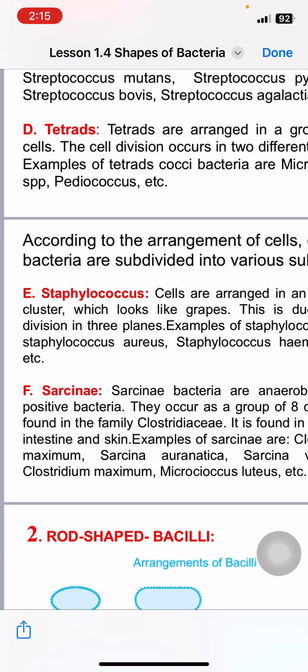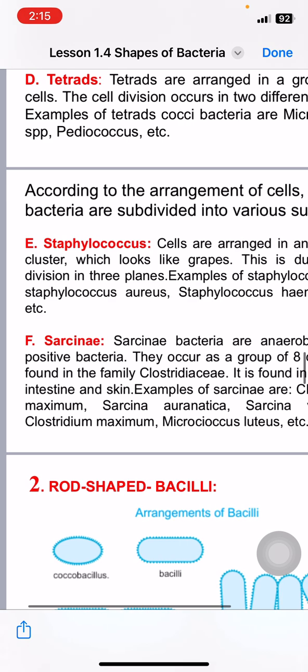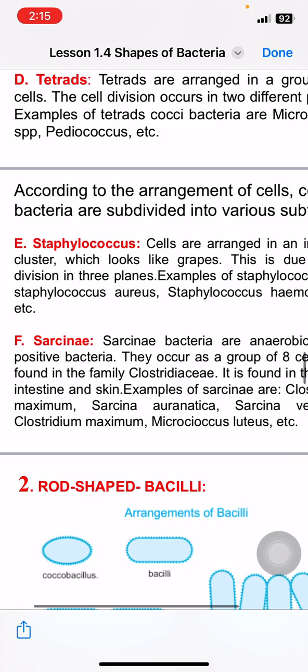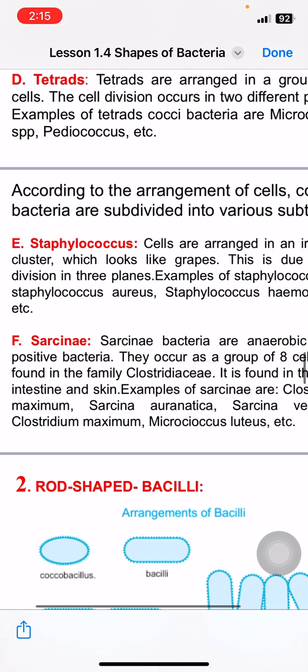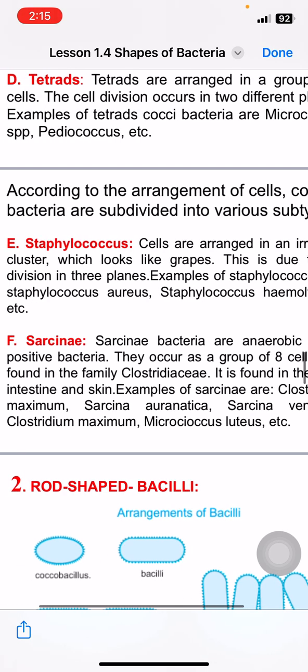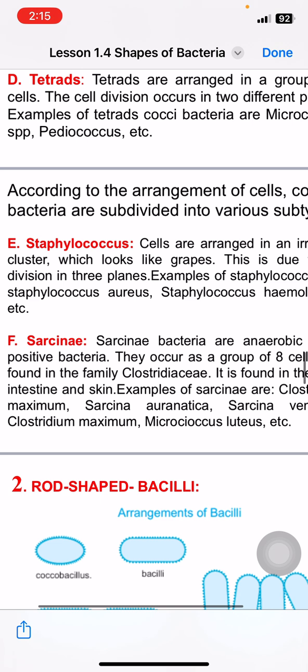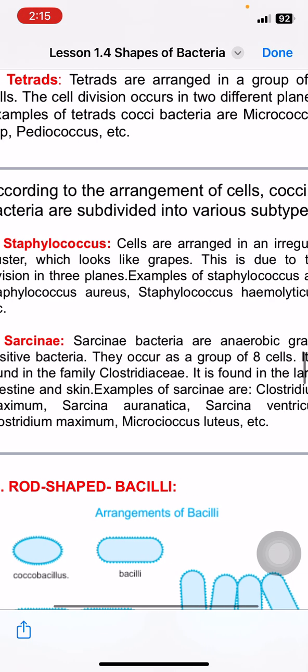Next, we have Sarcinae. When we say Sarcinae bacteria, these are anaerobic, or have no presence of air. Anaerobic gram-positive bacteria, and they may be found in the large intestine or the skin. So one good example of Sarcinae are the terms that are being said in the slides. And when we say Sarcinae, it can be found in your intestinal tract or in your stomach.